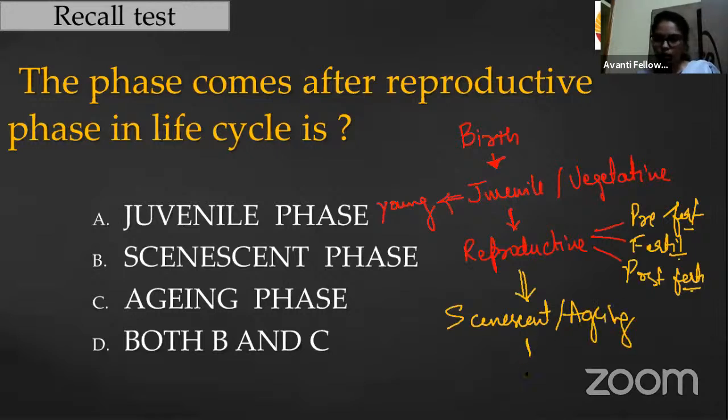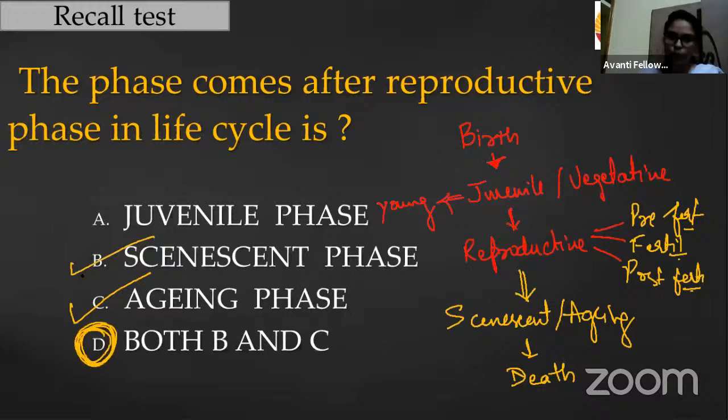Okay, so then the individual will die. So you can see here, after the reproductive phase, the next stage that you're going to see is both senescence and aging, right? So that's why the answer for this question is D, because both are correct. B is also correct, C is also correct. Well, juvenile is not the correct answer.